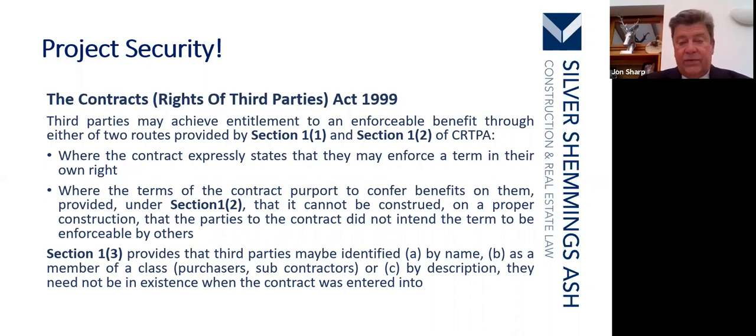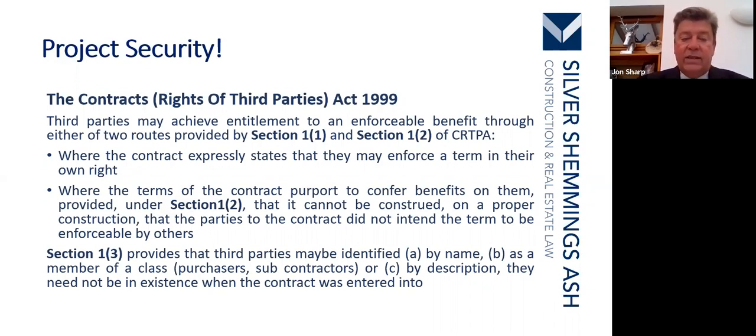Or where the terms of the contract purport to confer benefits on them, provided under Section 1.2, then it cannot be construed on a proper construction that the parties to the contract did not intend the term to be enforceable by others. Rarely happens, but you can see a situation whereby some parties may have just adopted a standard form and forgotten to take out the part that gave other people rights. Well, you're going to face some difficulties there.